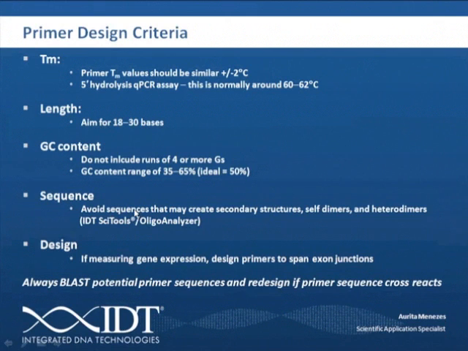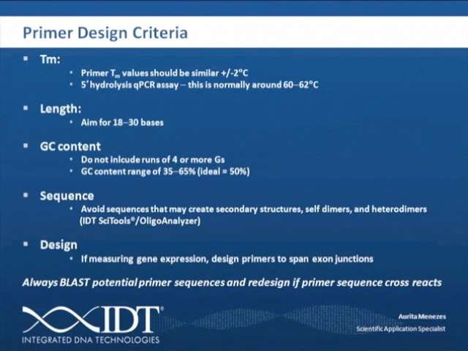You would then need to analyze your sequence to make sure they don't create any secondary structures, especially self-dimers and heterodimers. IDT offers tools such as OligoAnalyzer, and we routinely check our primer designs for self-dimers and heterodimers using this tool. And in terms of design location, if measuring gene expression, you would like to try and design primers to span exon junctions. I'm going to touch a little bit on that in the next slide.